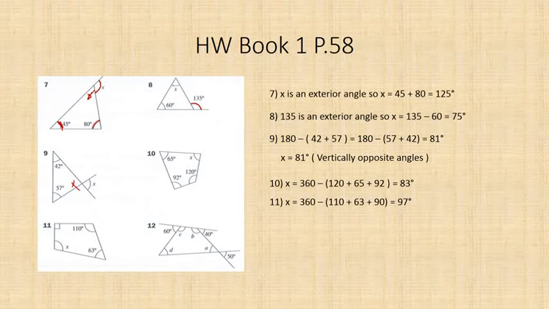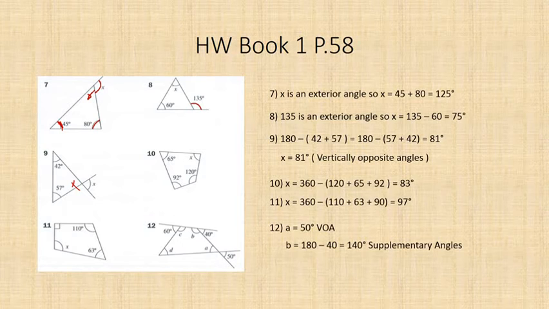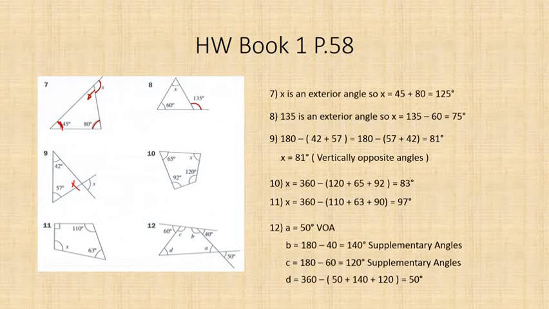And here for question 12, A is going to be equal to 50 degrees because it's vertically opposite angles. And B is going to be equal to 140 because supplementary angles. I just subtract 180 minus 40 equals 140 degrees. And for C, it's going to be equal to 120 because it's 180 minus 60, supplementary angles. And for D, I will just add 50 plus 140 plus 120 and subtract them from 360 to get 50 degrees, because it's angles inside a quadrilateral. So the sum of angles inside any quadrilateral is 360 degrees.